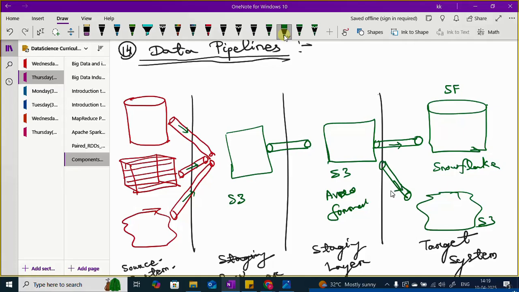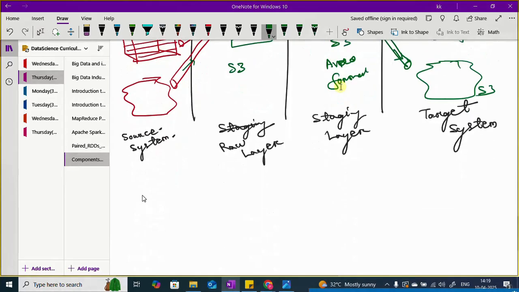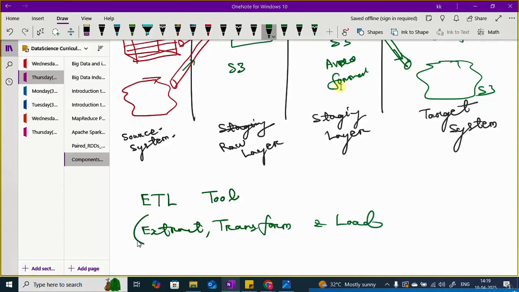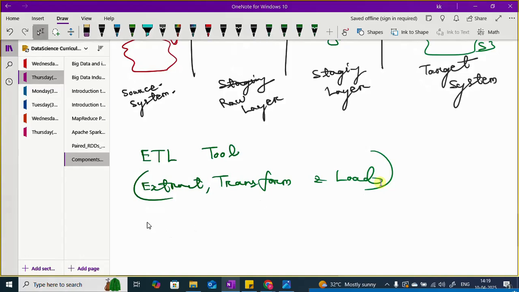Clear, guys? This is the typical architecture of a data pipeline. And how are we building this data pipeline? By using a tool called an ETL tool. ETL stands for extract, transform, and load. As it slowly developed, another tool came into the picture, just the elder brother of ETL, that is ELT.